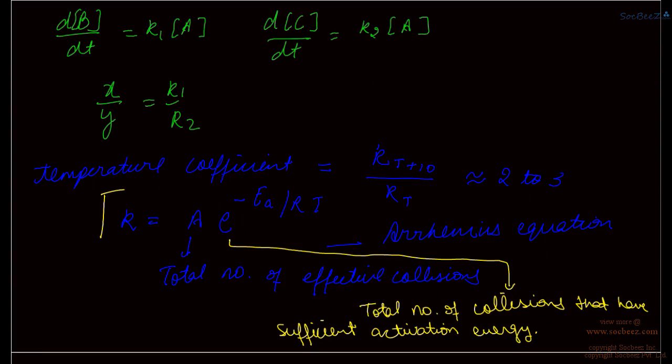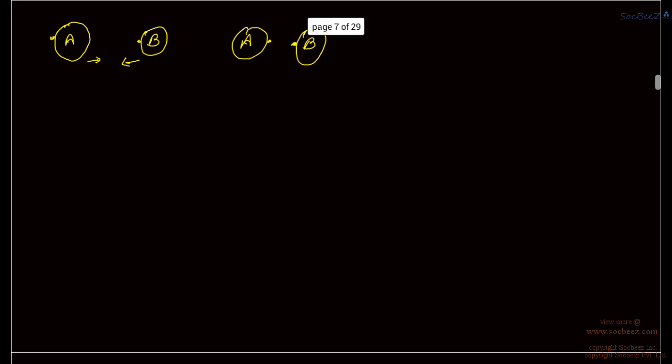This is told by this expression, in which the term e raised to the power minus Ea upon RT tells us the fraction of molecules, or the total number of molecules, that have sufficient activation energy. And A is telling us the total number of effective collisions. Therefore, reaction sites are dealt with by A, and the molecules that have the minimum amount of activation energy are dealt with by the exponential term. A is known as the Arrhenius constant, pre-exponential factor, or frequency factor, you can call it anything. And Ea is known as activation energy.